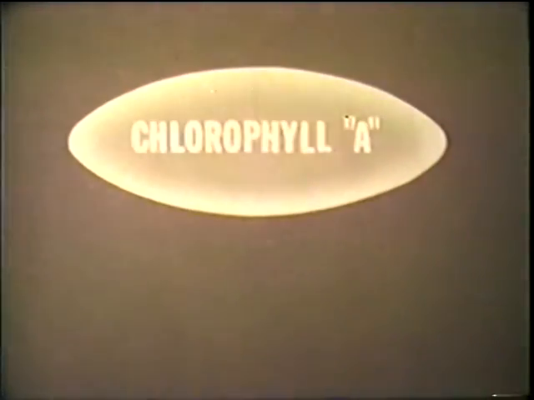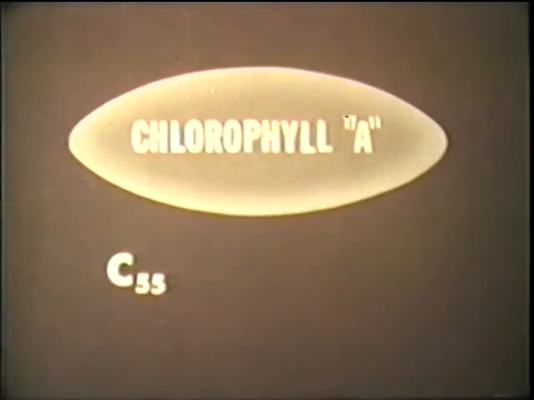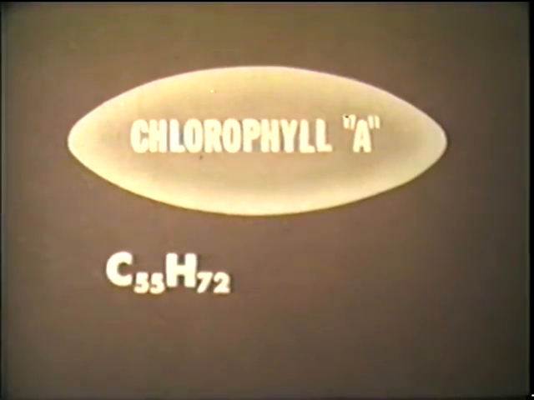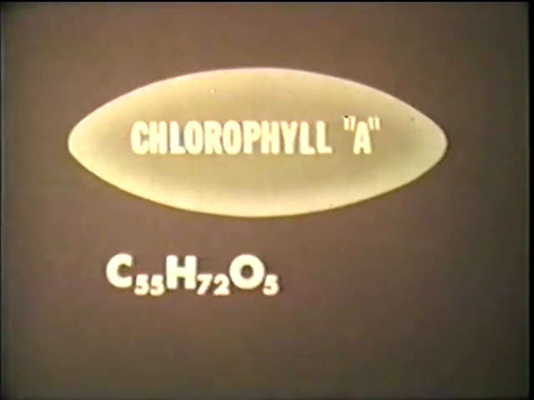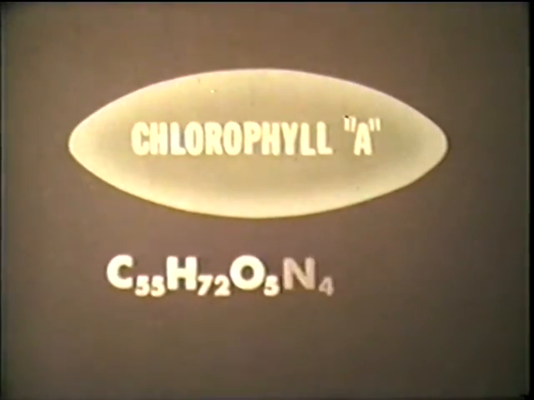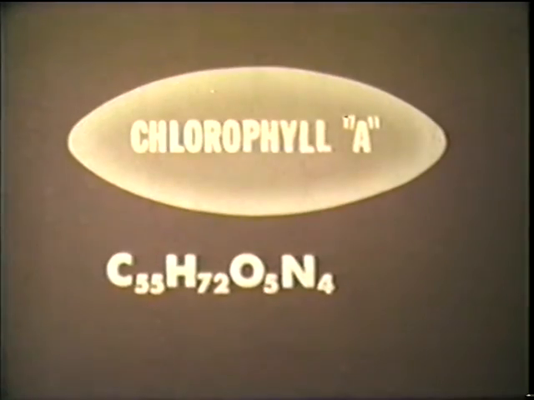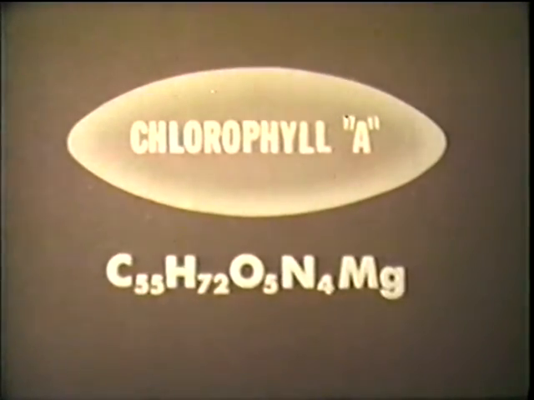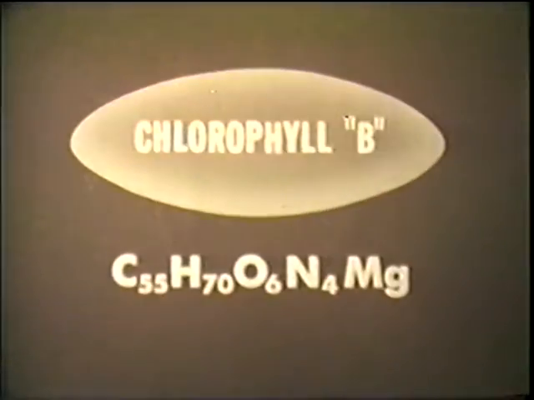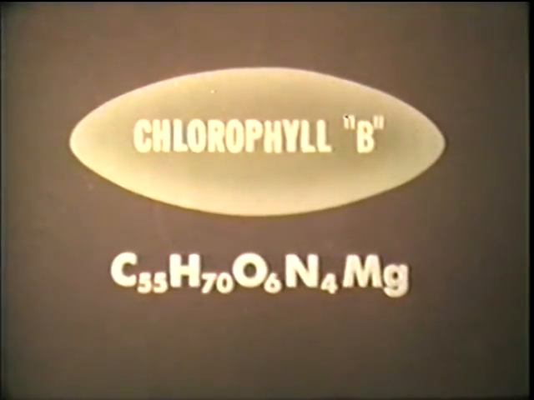A molecule of chlorophyll A consists of 55 atoms of carbon, 72 atoms of hydrogen, 5 atoms of oxygen, 4 atoms of nitrogen, and 1 atom of magnesium. Also complex is chlorophyll B. The formula is slightly different.